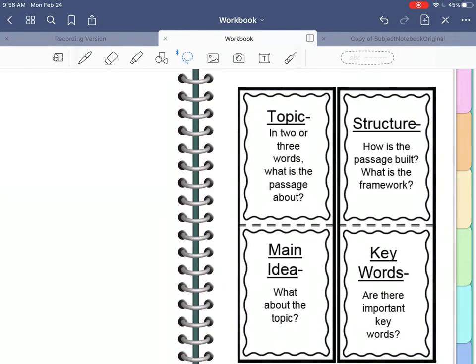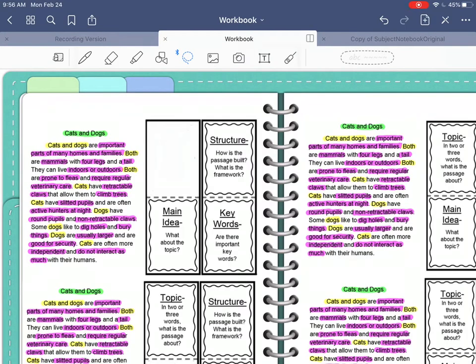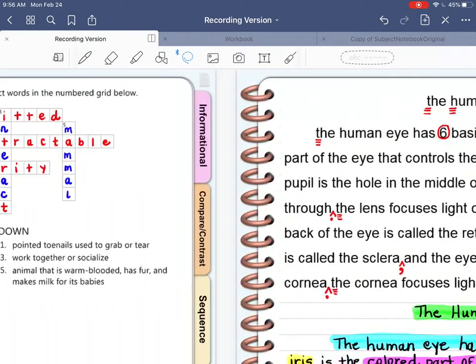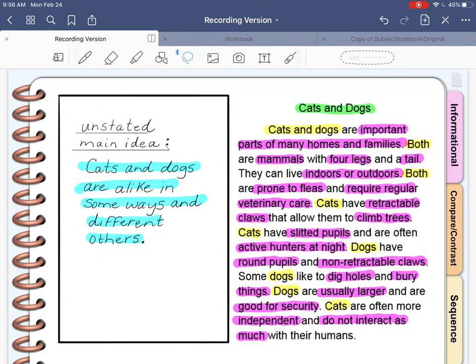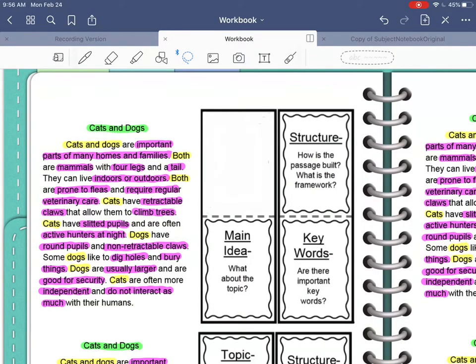Whoops, didn't mean to move that. You might also want to refer to your annotated picture. This is the one that is on page 32 in your book. We did the annotation a long time ago, but we need to go in and do the 4 doors for this story.